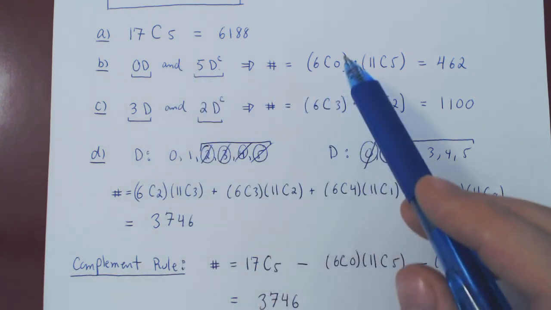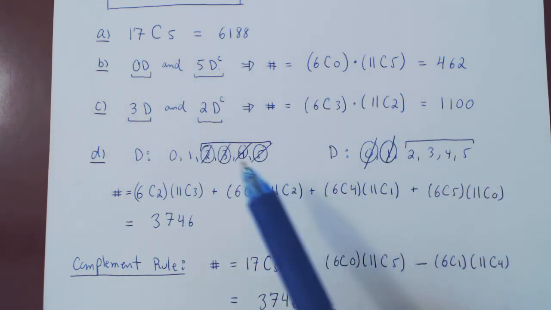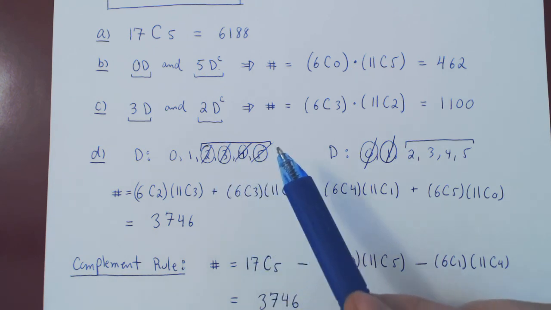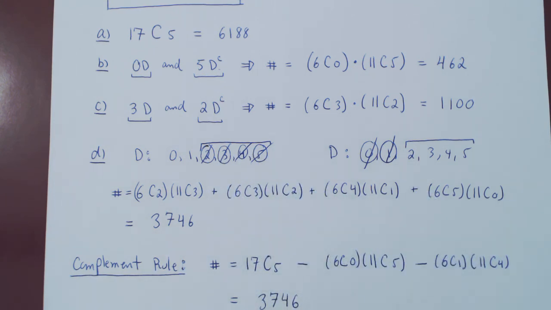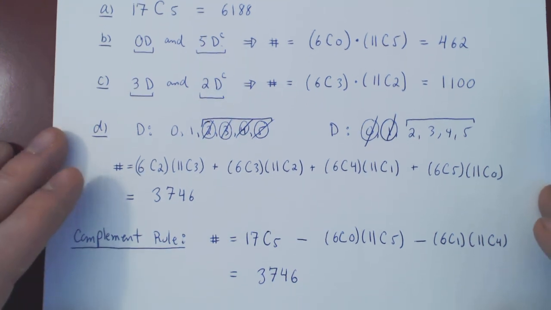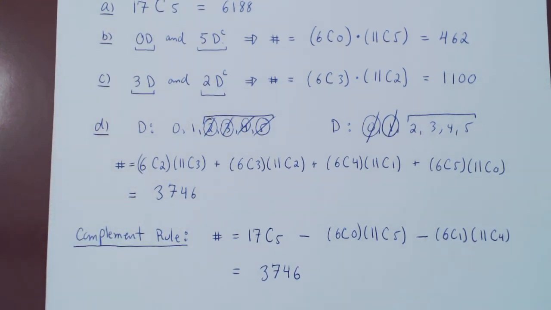When you say and, you will multiply. When you say or, 2 or 3 or 4 or 5, you will add. And this way, it will make counting problems very straightforward. And that's it.